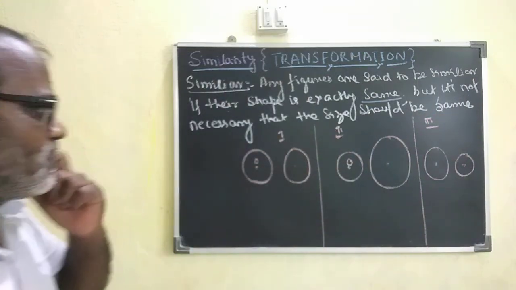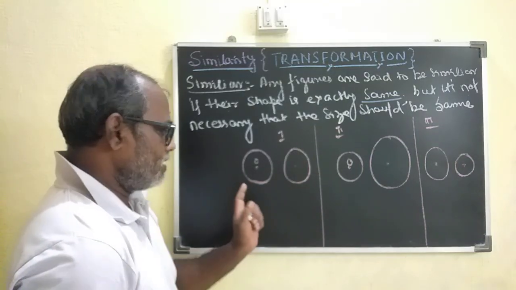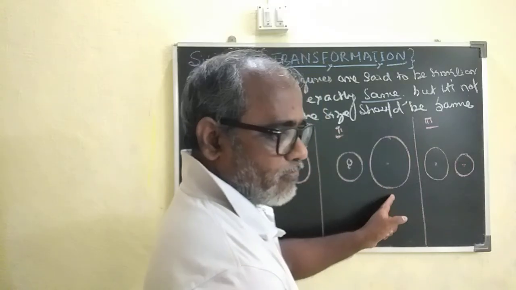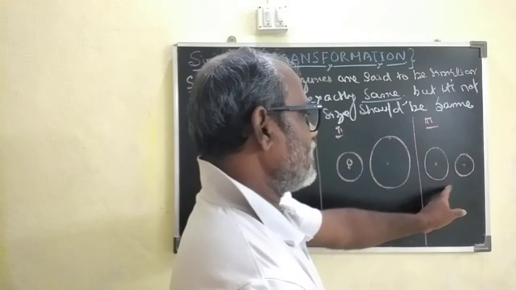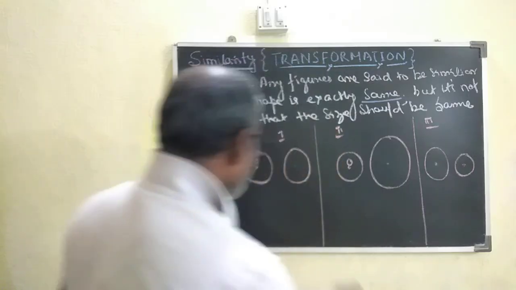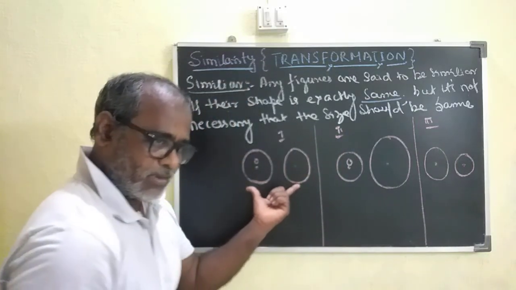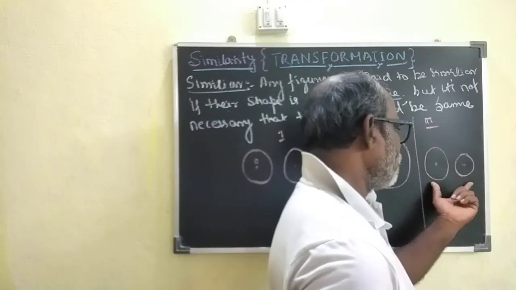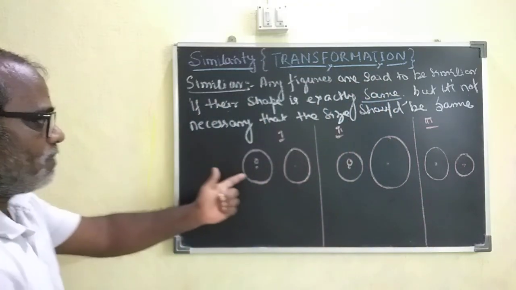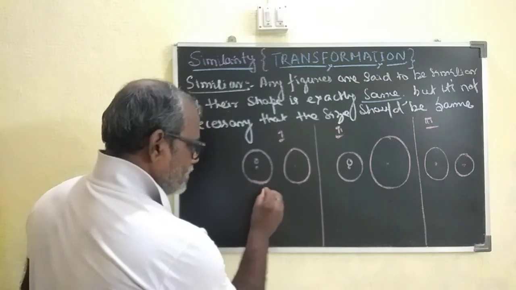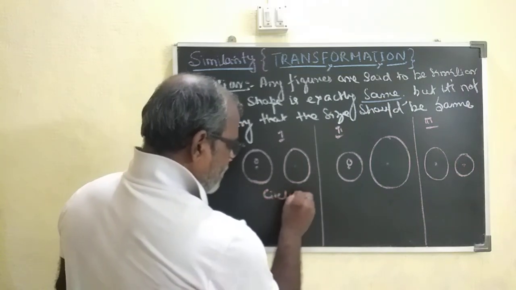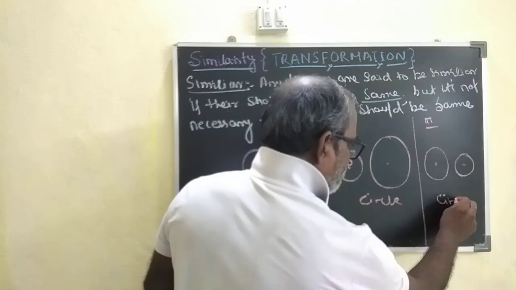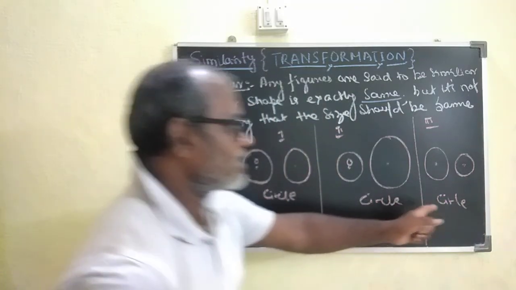Now we can see here that the shape is a circle. This is the shape of a circle, this is also the shape of a circle, and this figure also is the shape of a circle. That means these two figures are similar, even these two figures are similar, even these two figures are similar. Why? Because their shape is a circle. The shape of this is a circle, of this also a circle, of this also a circle. So they are similar figures.